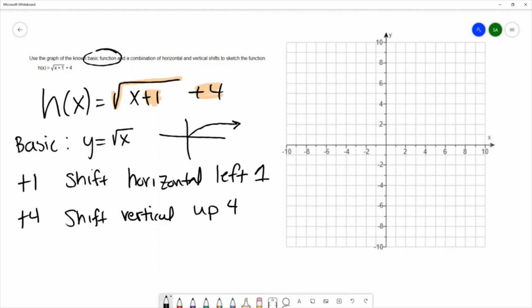So now I'm ready to graph my function using these transformations. I would start off with my basic graph. My basic graph is that half of a sideways parabola. And then I'm going to do the horizontal shift first and then the vertical shift. So my horizontal shift will move to the left 1 unit. And then my vertical shift will move up 4 units.